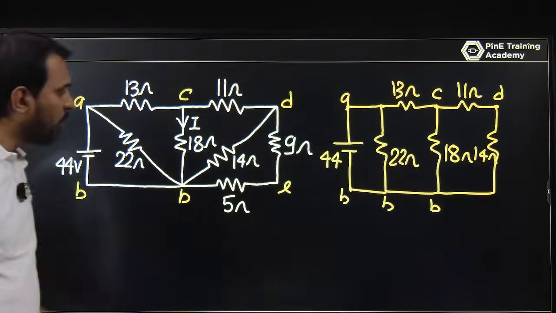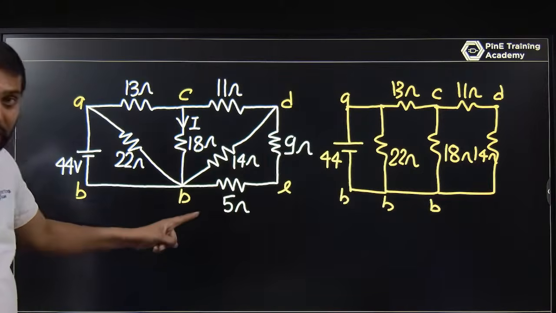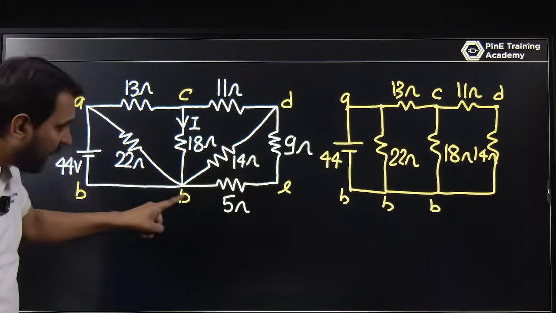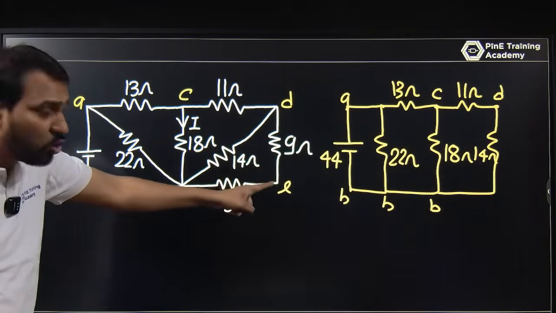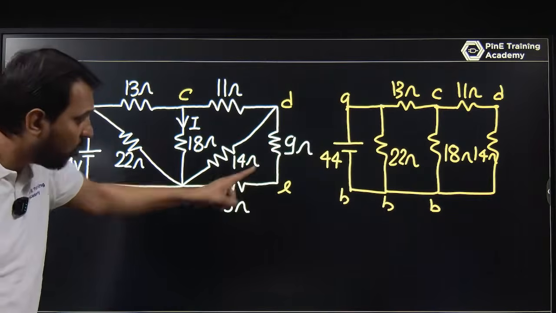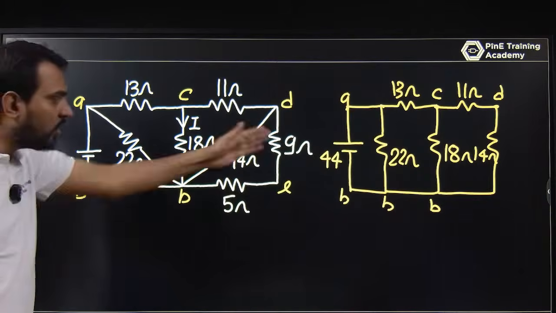From D to B you have 14 ohm, and D to B you have also that ohm. I am using this as a node, but D to B they are in series. Why? Because there is no current division, there is no other principal node. This is a simple node, where the 9 ohm and 5 ohm are connected, so of course they are in series.